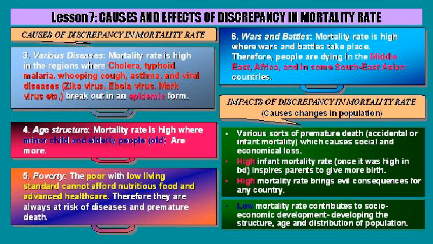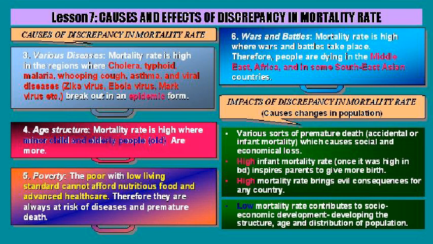Okay, then number 4 is age structure. That is, mortality rate is high where minor children and elderly people, that is old people, are more. Their mortality rate is high. Then poverty. The poor with low living standard cannot afford nutritious food and advanced healthcare, as you know, and therefore they are always at risk of diseases and premature death.